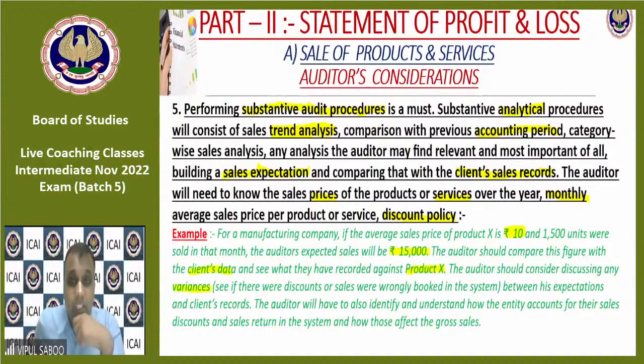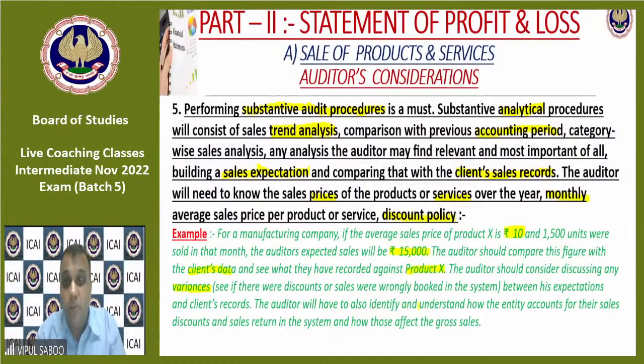If it was 14,000, there could be a discount. You should ask the management, was this a discount? Or it has been recorded as 14,000 only, recorded wrongly, because there was a variation between his expectation and what was actually recorded.